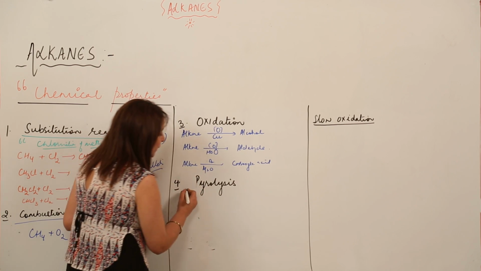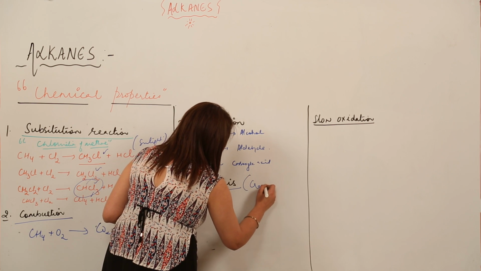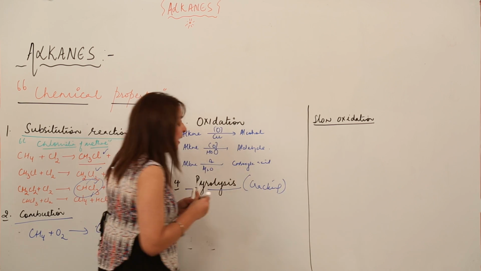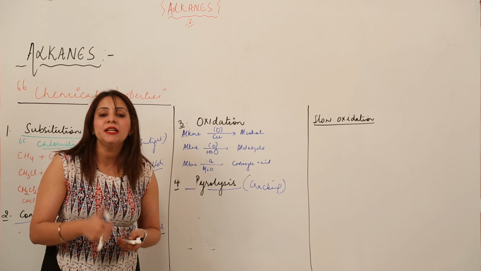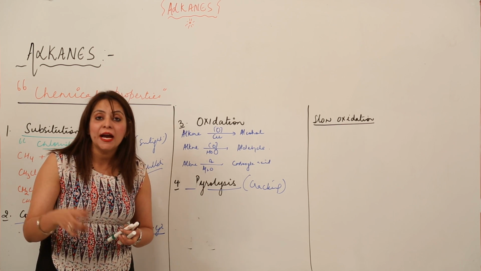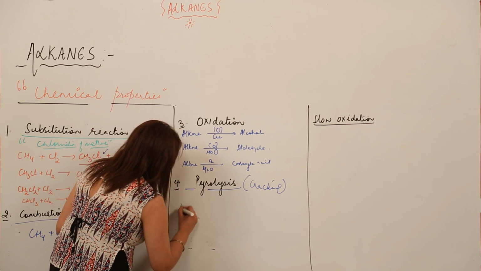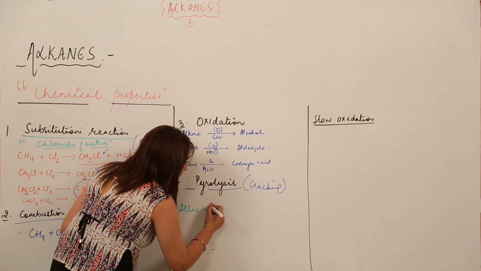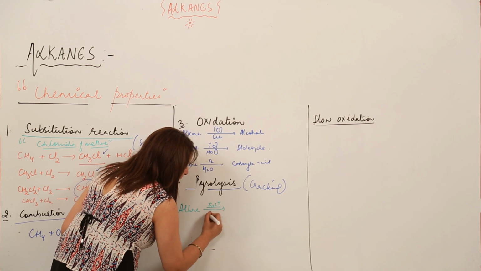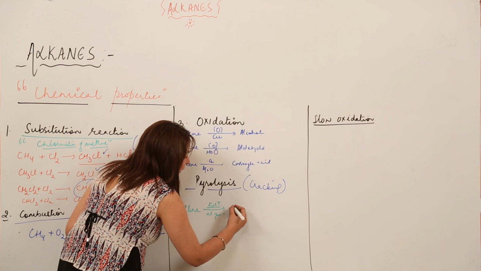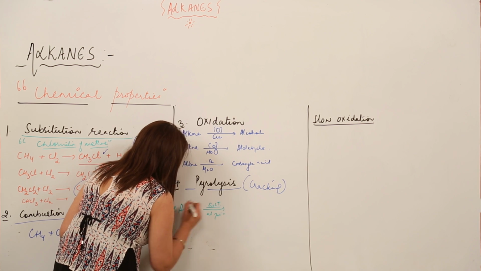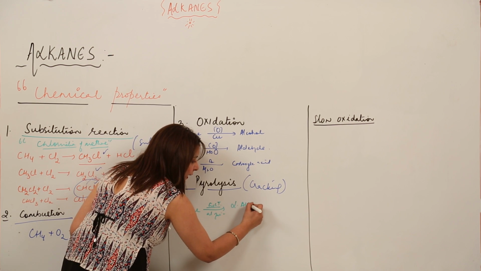Now, what is pyrolysis? Pyrolysis is also called cracking. It is actually when we heat alkane in absence of air at high temperature. So, when we heat alkane at high temperature and in absence of air, what do we get? A bigger alkane breaks into lower alkanes.